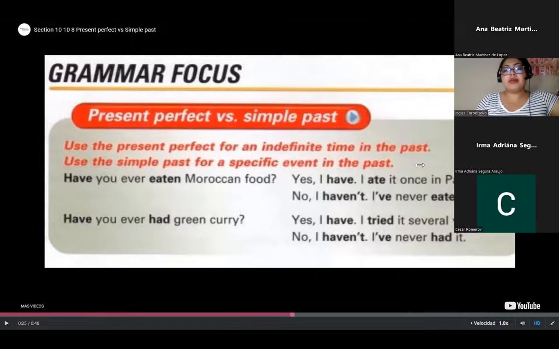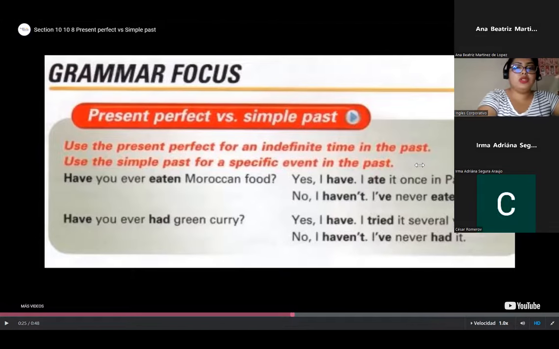Eventos específicos en el pasado, que incluso ahí sí podemos delimitar en qué momento del pasado fue que sucedió esa acción. Pero en el primero no es relevante, ¿verdad? El tiempo, simplemente que haya pasado en el pasado, ¿verdad? Que haya sido hace 5 o 6 meses atrás.